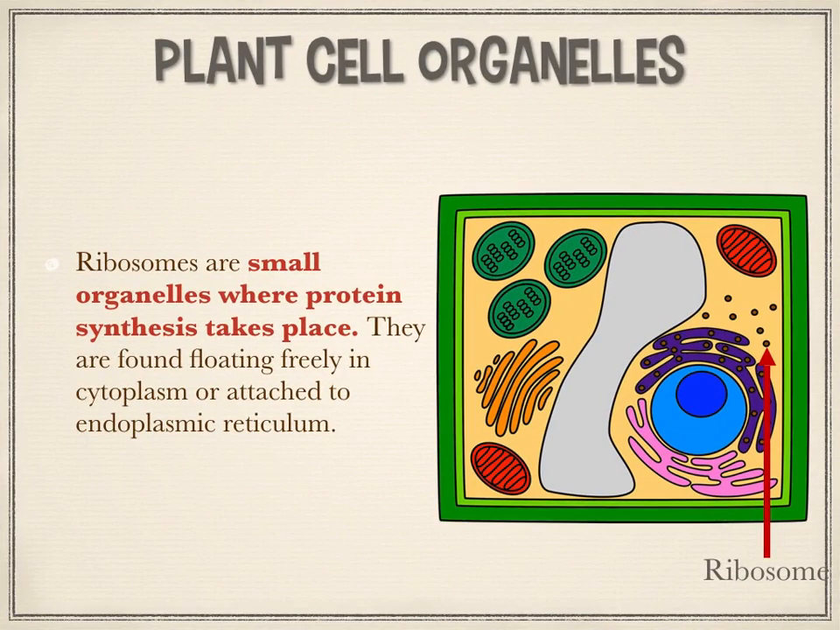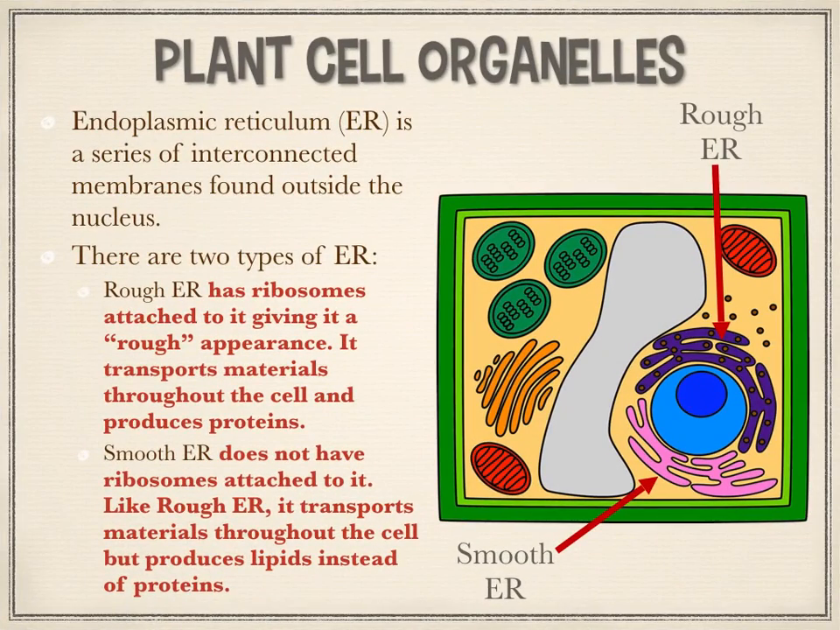Ribosomes are small organelles where protein synthesis takes place. They are found floating freely in cytoplasm or attached to the endoplasmic reticulum. Endoplasmic reticulum is a series of interconnected membranes found outside the nucleus. There are two types of ER. Rough ER has ribosomes attached to it, giving it a rough appearance. It transports materials throughout the cell and produces proteins. Smooth ER does not have ribosomes attached to it. Like rough ER, it transports materials throughout the cell, but produces lipids instead of proteins.